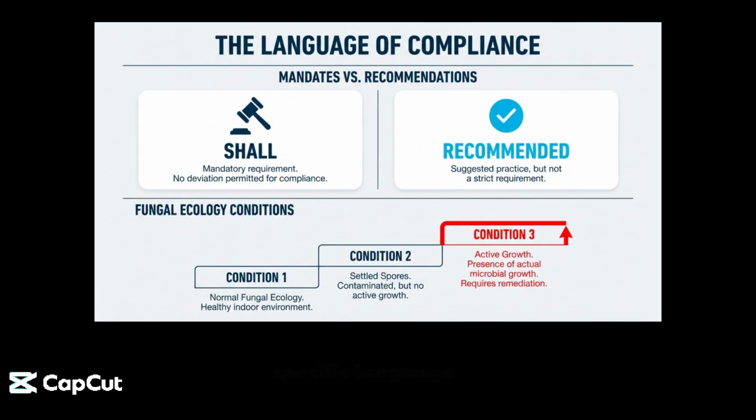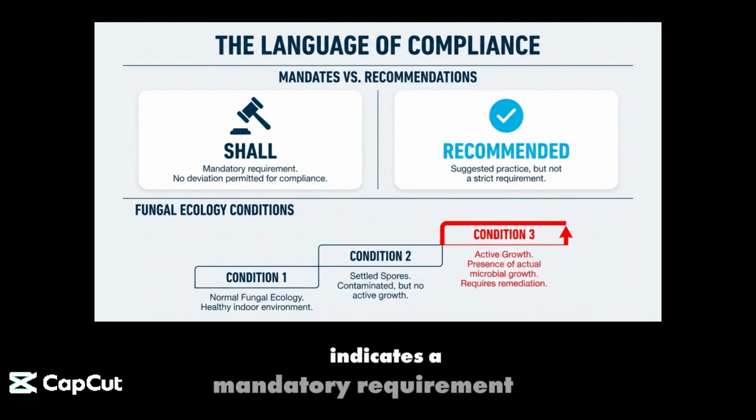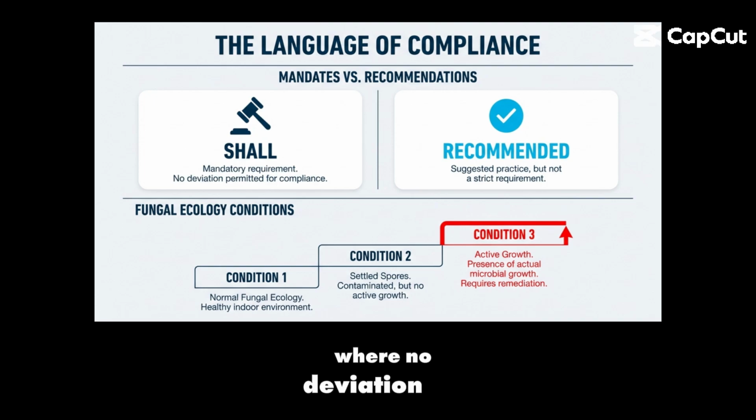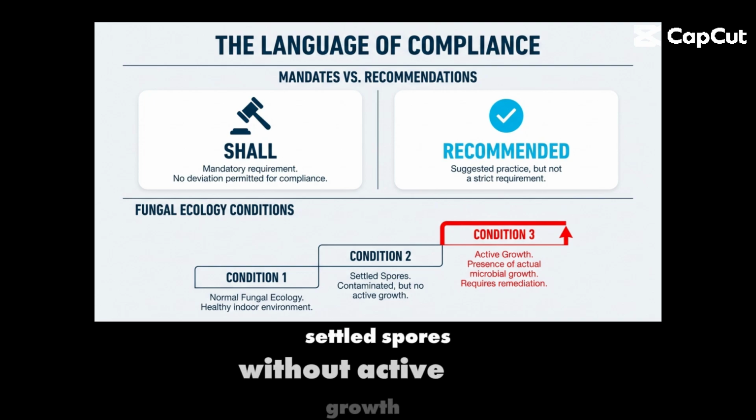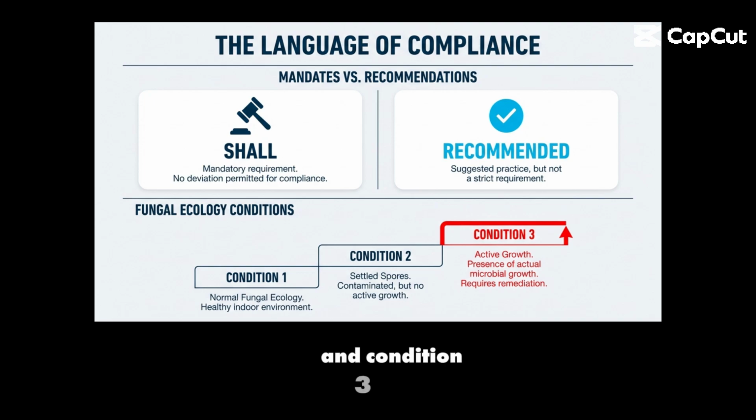Compliance relies on specific language. The word "shall" indicates a mandatory requirement where no deviation is permitted. Recommended refers to a suggested practice. The standard also defines fungal ecology. Condition 1 is a healthy environment. Condition 2 has settled spores without active growth. And Condition 3 indicates active microbial growth requiring remediation.